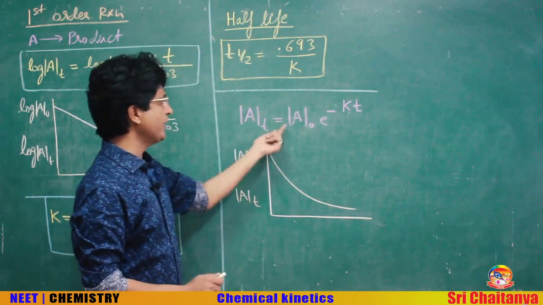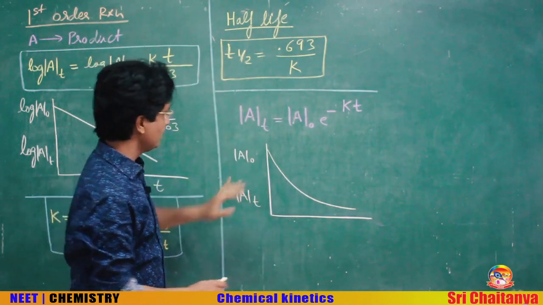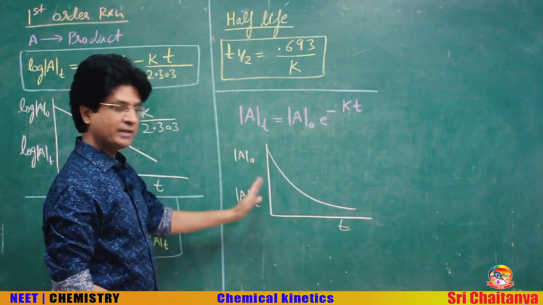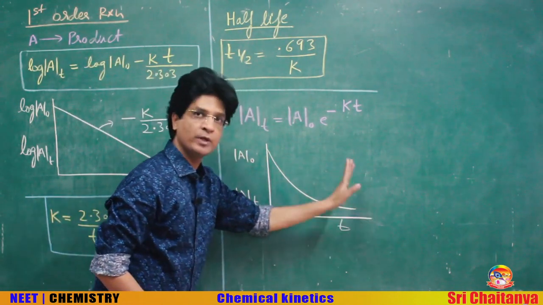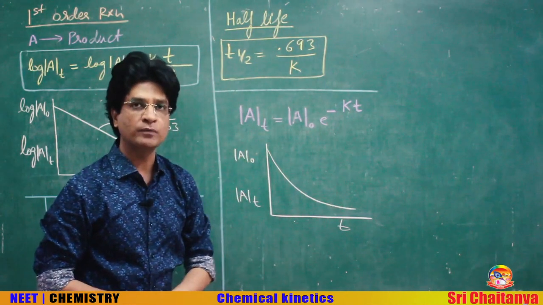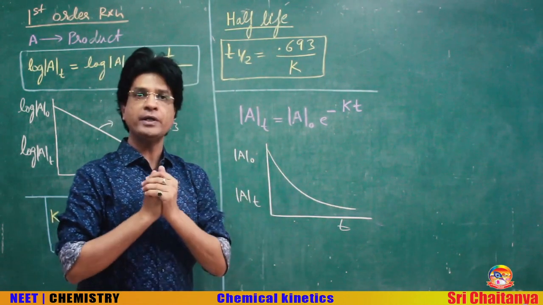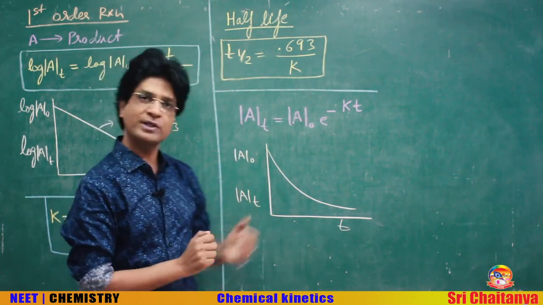This is A_t equals A naught into e to the power of minus kt. When you plot the graph with t on the x-axis and A_t on the y-axis, you will get this graph. This graph is never going to meet this axis. Remember that. The best example of first order reactions are all radioactive reactions. All radioactive reactions are first order reactions. Now let us do some questions on this.